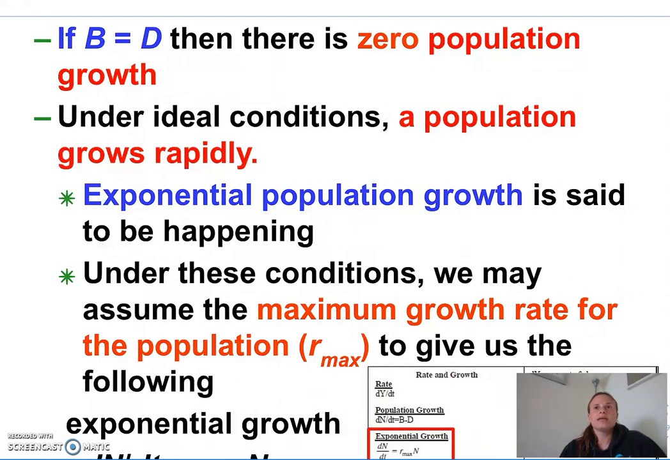If B is drastically larger than D, if the birth rates are drastically larger than the death rates, and a population is under ideal conditions, that's why the birth rate is much higher than the death rate. For example, there's unlimited resources. There is a lack of limiting factors. Well, then the population can grow rapidly. So rapidly that we refer to this type of growth as exponential.